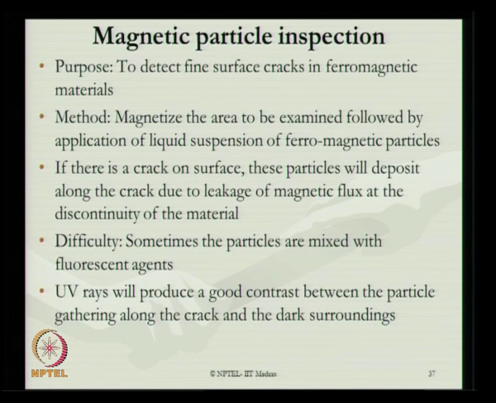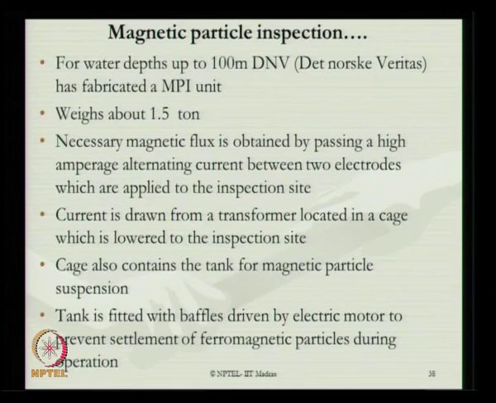Now, this method has specific difficulty. Sometimes you will not be able to identify the exact location of the fissure or the crack on the surface of the material. So the particles are mixed with fluorescent agents. Ultraviolet rays will produce a good contrast between the particles gathering along the crack and the dark surroundings, and you can easily make out the difference between the area which is cracked and the area which has an extraneous deposit of fluorescent particles. However, the method has limitations as we discussed in the slide.